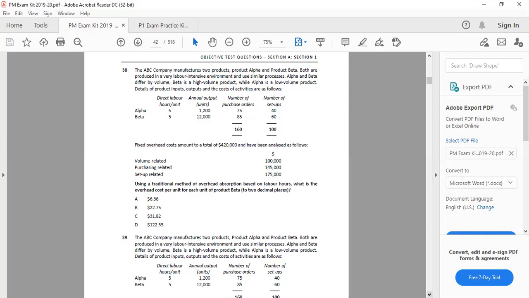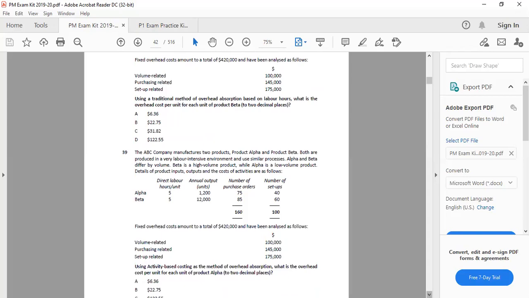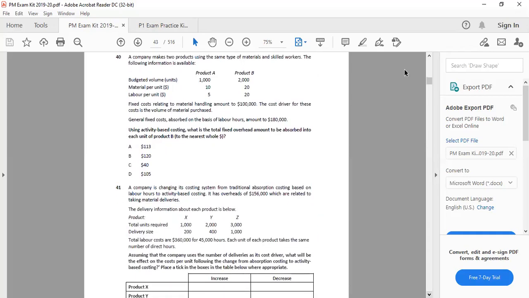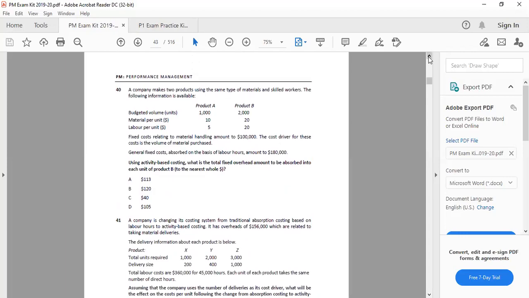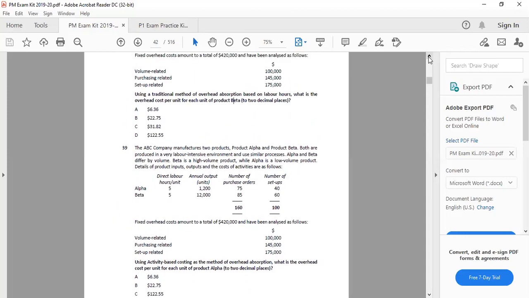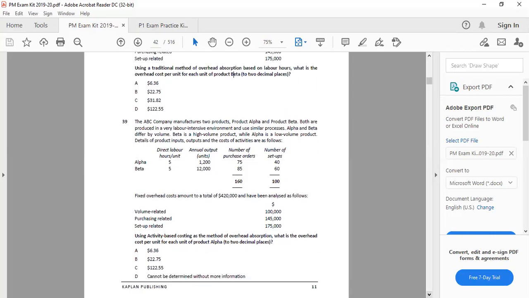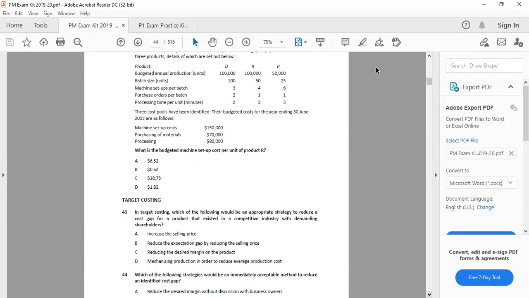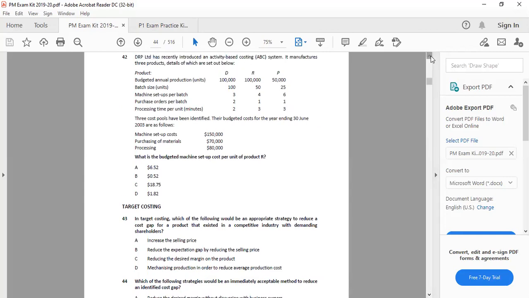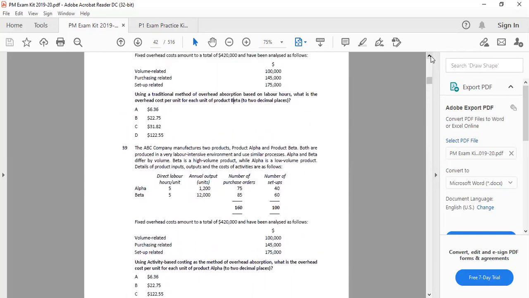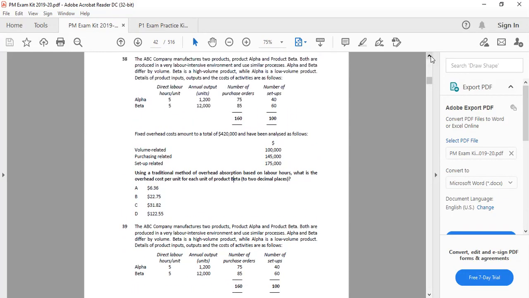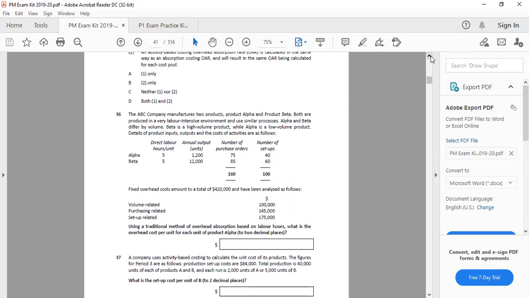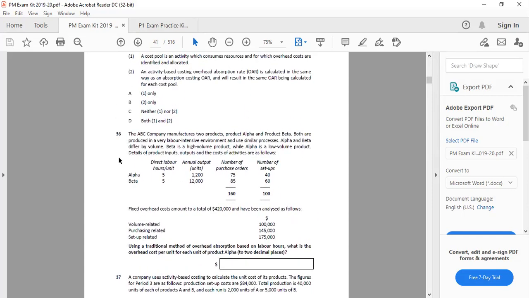is also spread into question 39. Now they have moved to ABC. 39 talks about what is the overhead absorption rate for alpha. Then we see another part wherein it is asked for beta. So let's select one set of data, use it for both traditional costing and the activity based costing. Find out what is the cost per unit of each of these products.